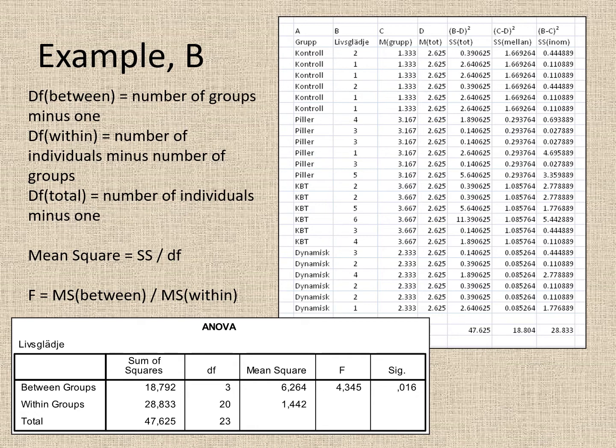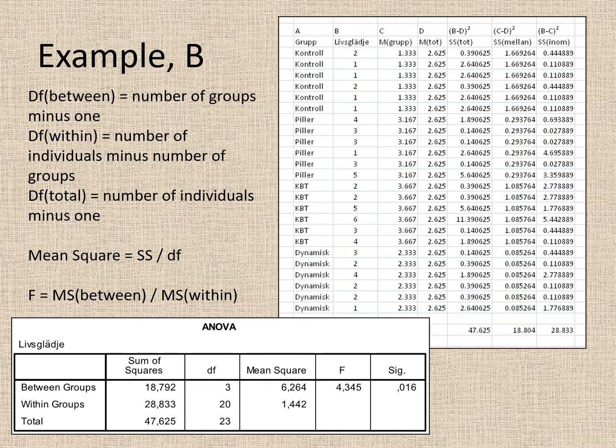Total degrees of freedom, 23. We have 24 individuals. We have 1 total mean, 2.6. How many of those 24 values are free to vary given that we have a total mean of 2.6? Well, all but 1. 23 of those 24. The sum of between groups degrees of freedom and within groups degrees of freedom becomes the same as total degrees of freedom.